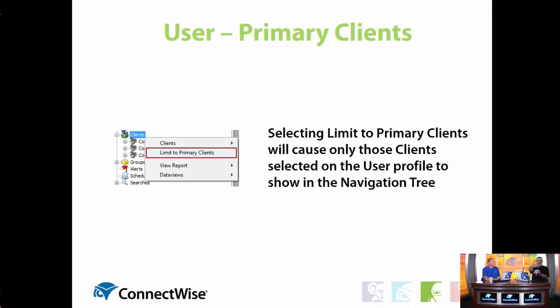It makes my work faster because I'm not hunting and pecking through a mass of clients. If there's ever one that's not in my primary list and I need to see them, maybe add them, or come back to this client's object, right-click and uncheck limit to primary. It'll show me all the clients and I can access them again. Just a time saver for when you have a lot of clients.